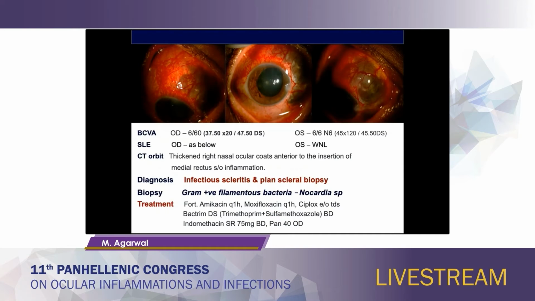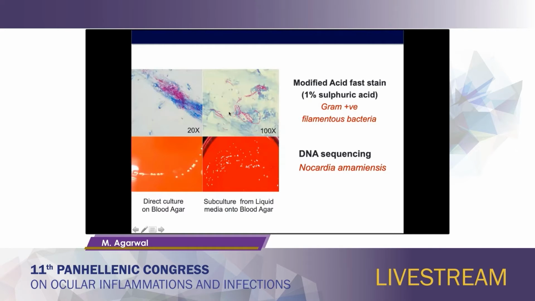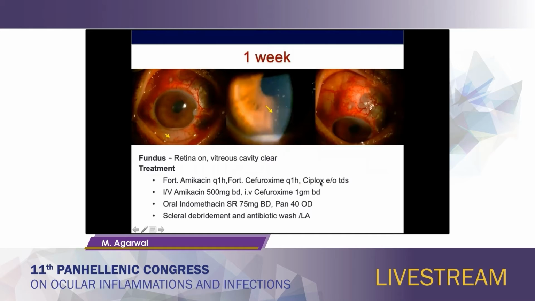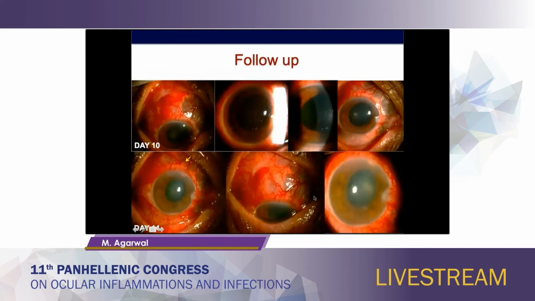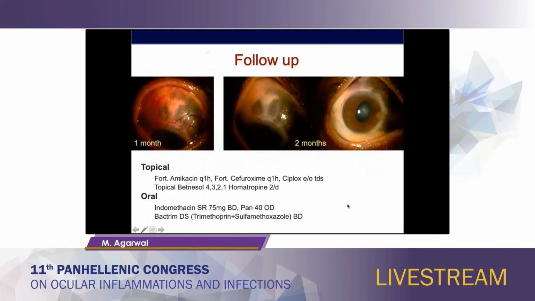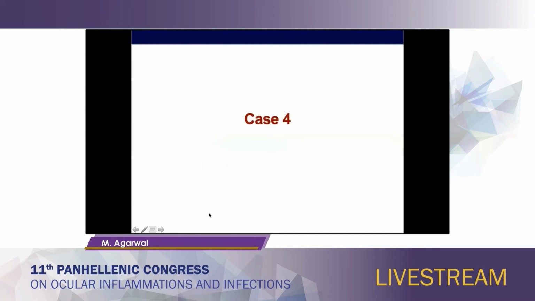We started him on fortified amikacin, moxifloxacin, Bactrim, and indomethacin. This is a smear report where we can see gram-positive filamentous bacteria. The culture also shows growth, and DNA sequencing confirmed it as Nocardia amamiensis. At 1 week, we are seeing some changes with hypopyon, but still on follow-up. This is the patient showing regression, and at 2 months complete healing with amikacin, cefuroxime, and oral antibiotics.